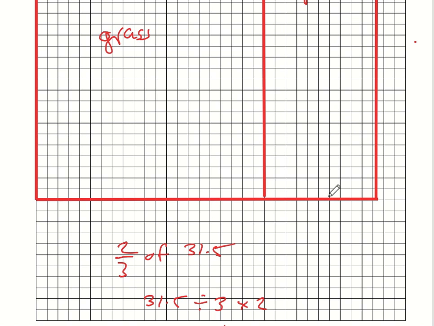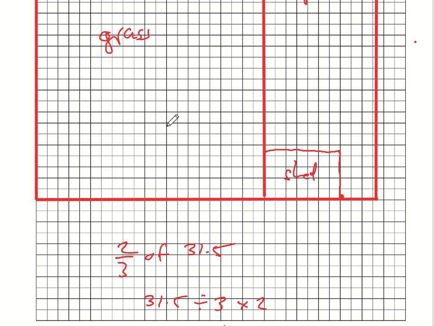2, 4, 6, 7. I think that's 7. 1, 2, 3, 4, 5, 6, 7. And we're going up to 4.5. 1, 2, 3, 4.5. So 4.5 over there. So again, probably should use a ruler, of course.